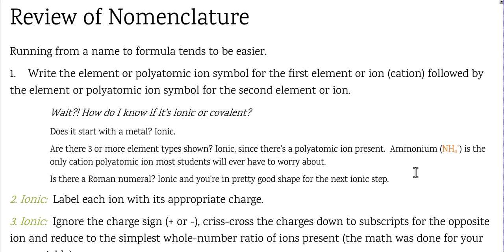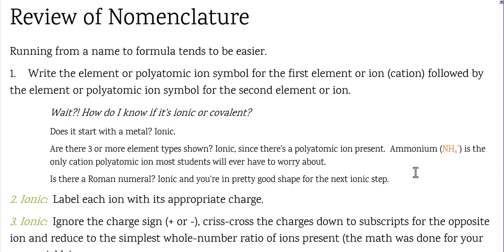Now for ionic, you've got your symbols. So you're going to go ahead and label the ion of each with its appropriate charge. And then you're going to ignore the sign of the charge, plus or minus, doesn't matter. And you're going to crisscross those charges down to subscripts for the opposite ion and reduce to the simplest whole number ratio of those things present. That means the math was done for you very, very quickly.